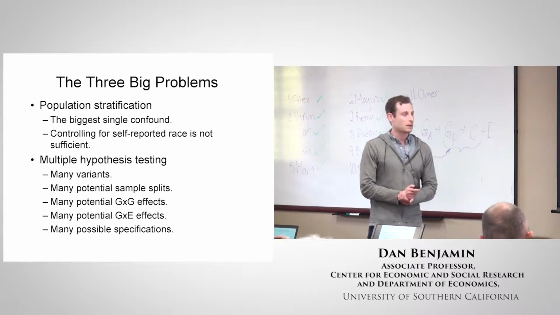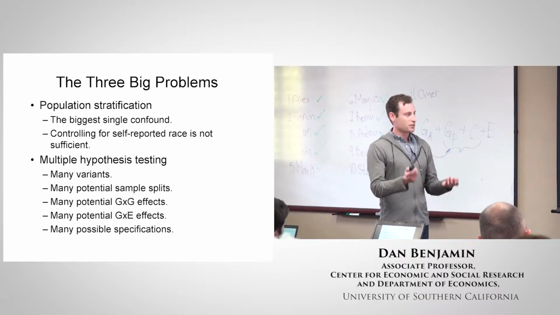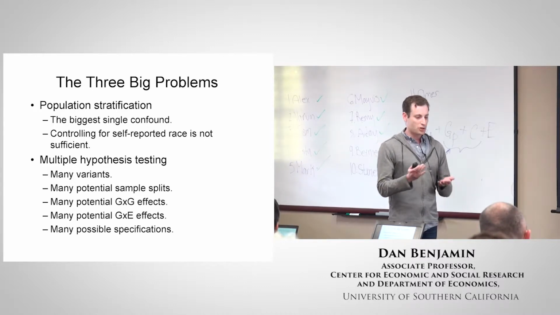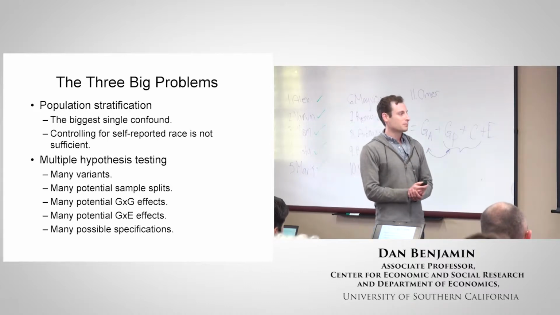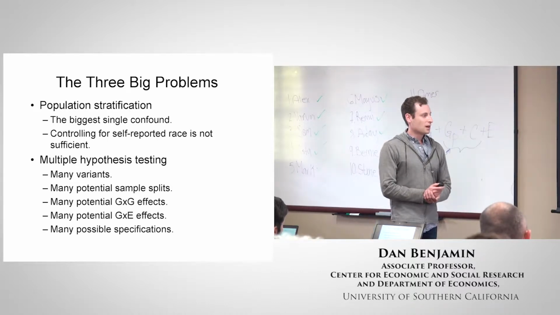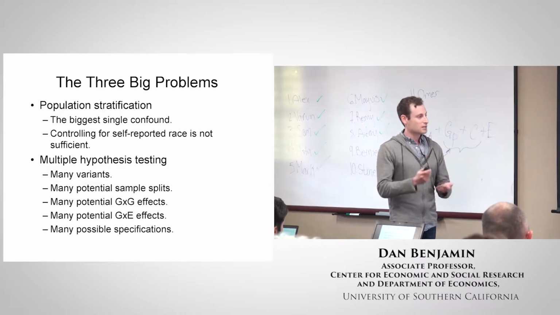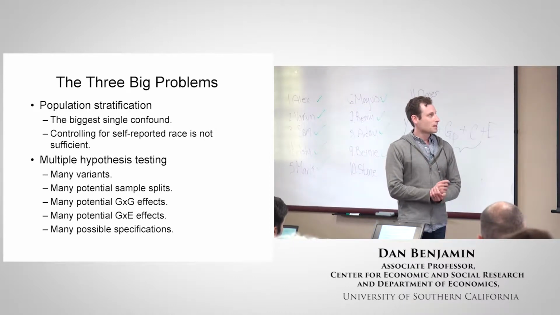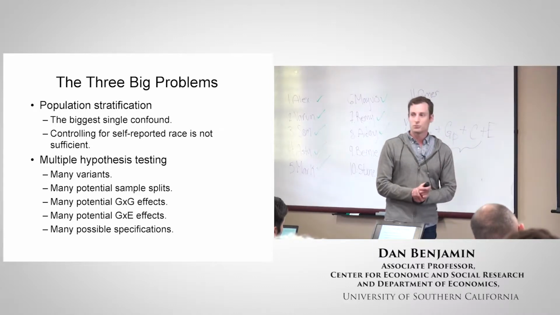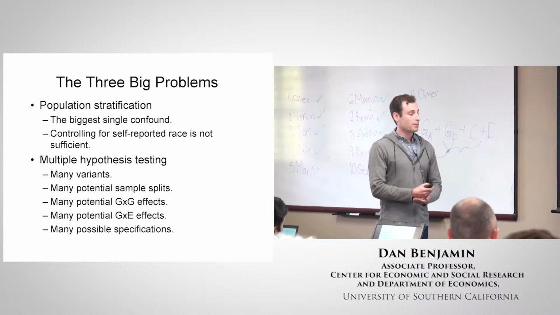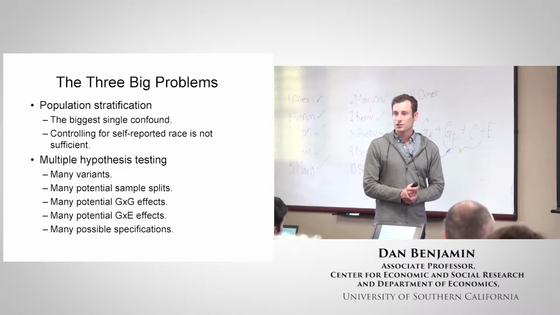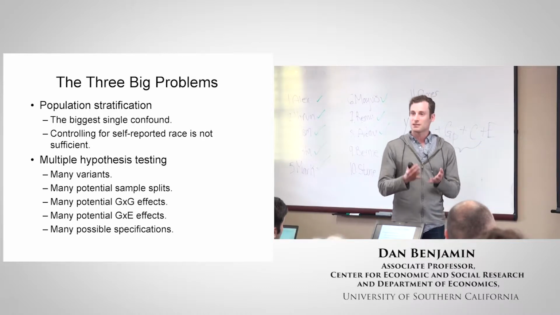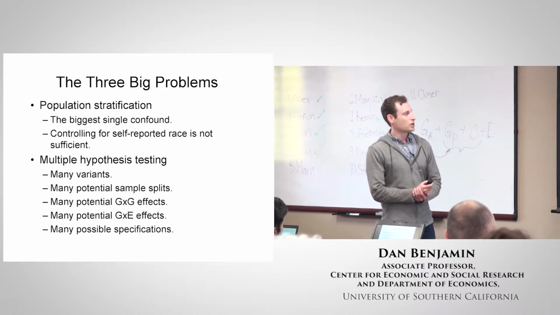Second big problem we talked about is multiple hypothesis testing. That comes about because there's many variants you could test, many different ways you could cut the data. If you wanted to explore gene-gene effects, then you get an explosion of possible hypotheses that you could consider. Gene-environment interactions similarly increase the number of potential hypotheses. There's lots of different ways you could code the variables and specify the regressions. So all of this creates potential multiple hypothesis testing challenges that we're going to have to deal with by adopting more stringent significance thresholds, like through a Bonferroni correction, and/or pre-registering our analysis plans to tie our hands about which hypotheses we're going to test.